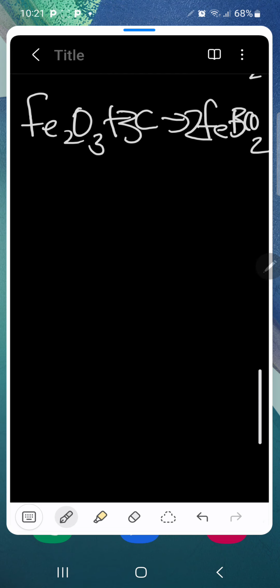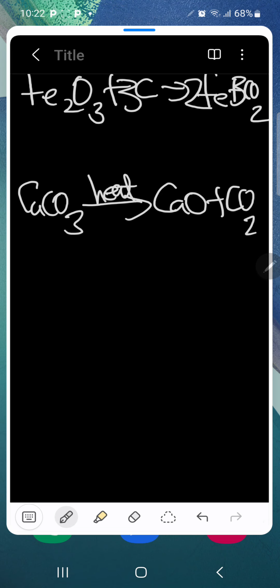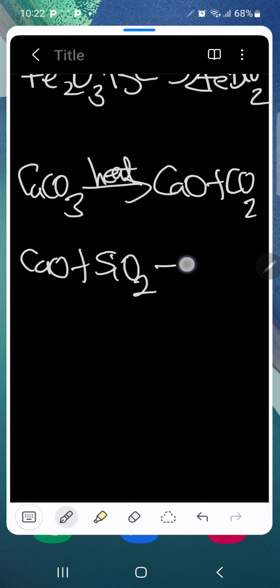The next part is the removal of impurities. Remember, you have limestone, so calcium carbonate decomposes in the presence of heat to produce calcium oxide plus carbon dioxide, the thermal decomposition of a carbonate. Then calcium oxide reacts with the silica impurities to produce calcium silicate, popularly known as slag.